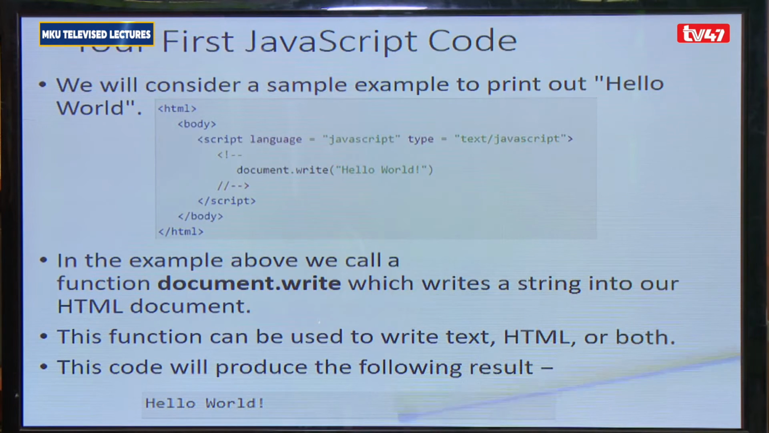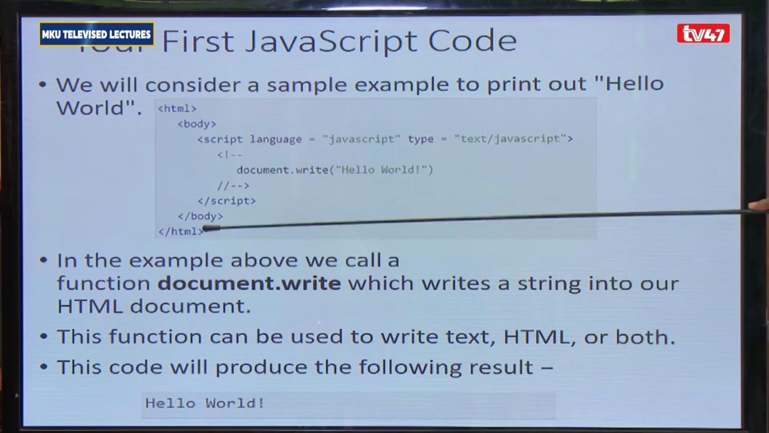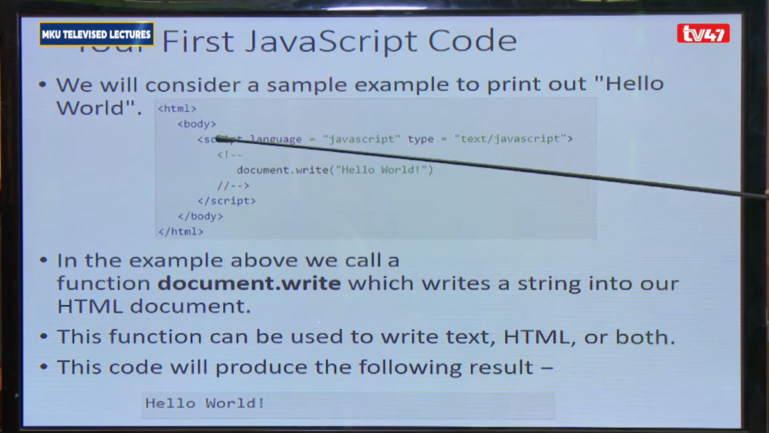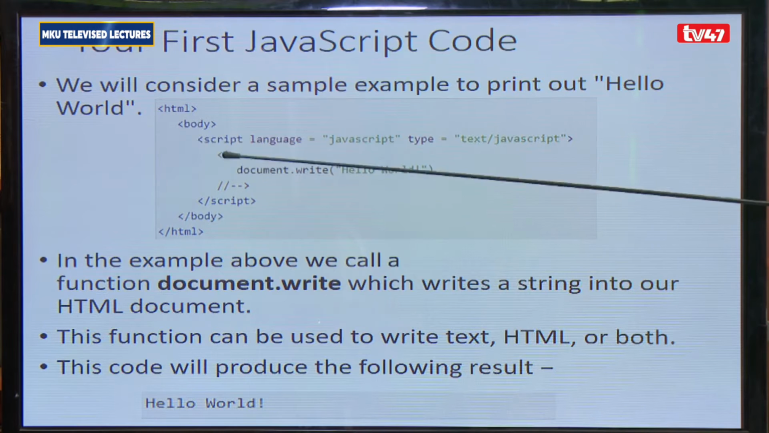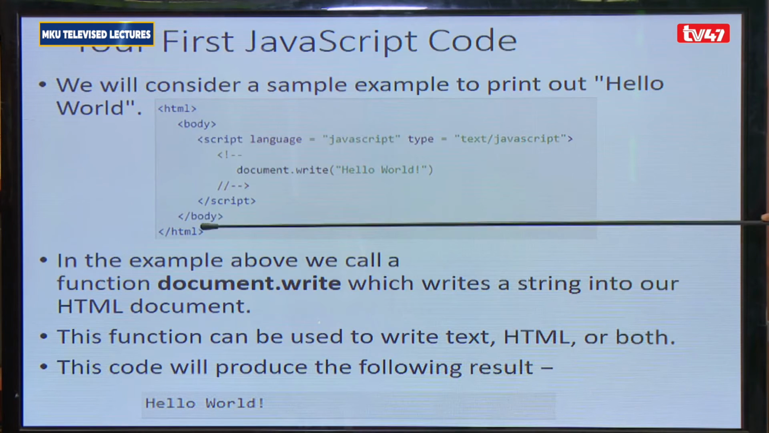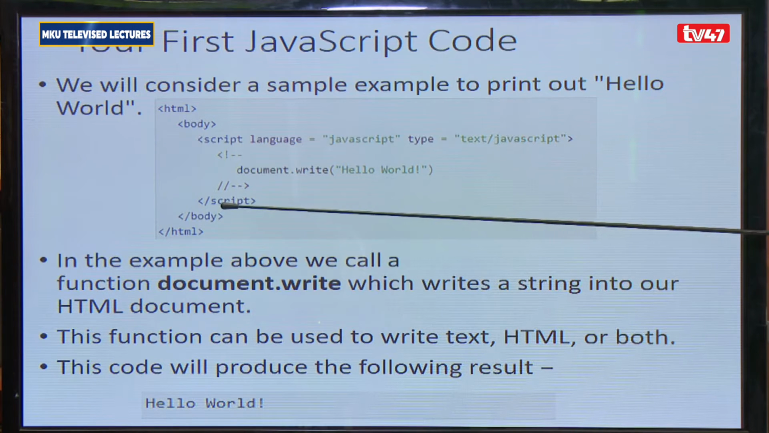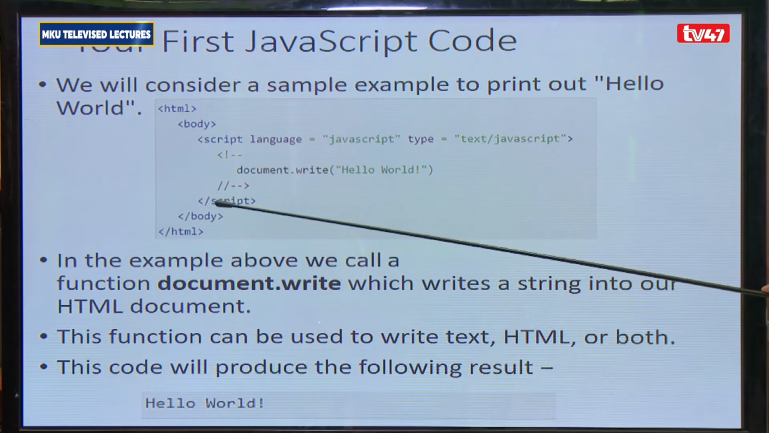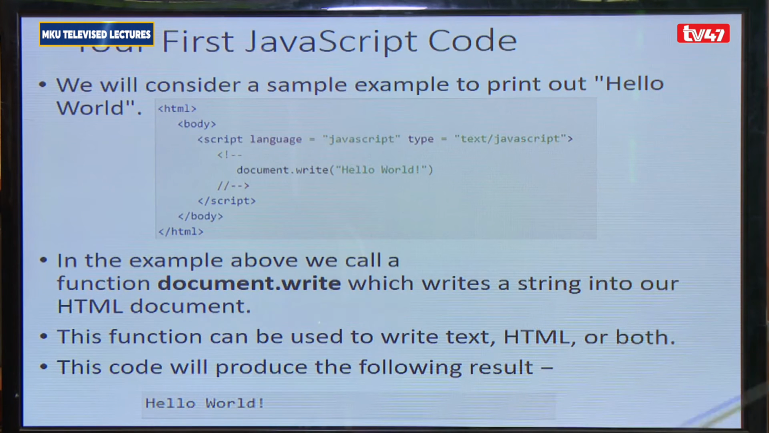Now, we have our first JavaScript code here. We will consider a sample example to print the words hello world on the screen. Note here that we are embedding it in HTML. So we have the HTML opening tag and the HTML closing tag. Our HTML structure generally has a head and the body. In this case, we are putting our JavaScript code in the body. So we have the opening body tag and the closing body tag here. Note that closing tags have a / before the tag itself.